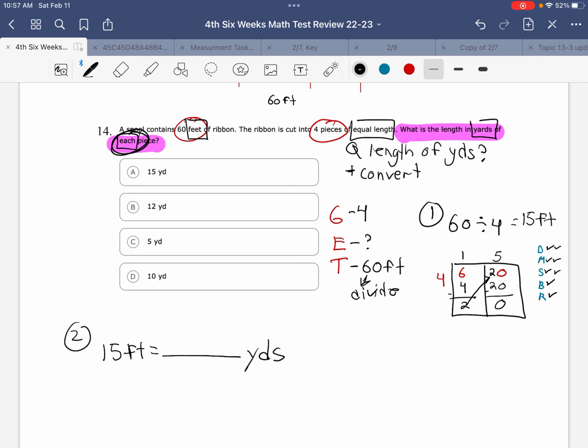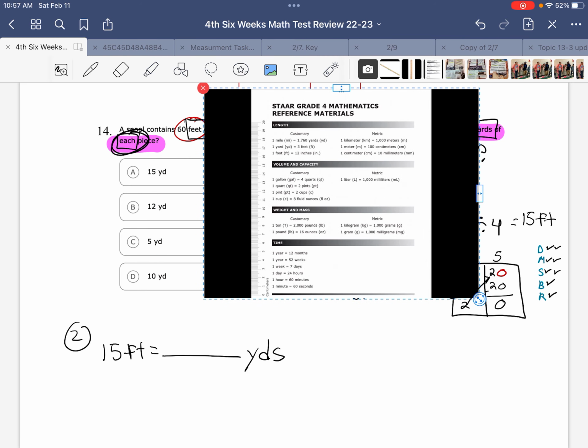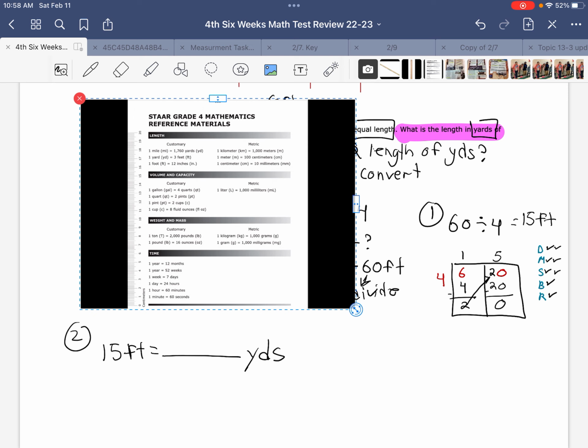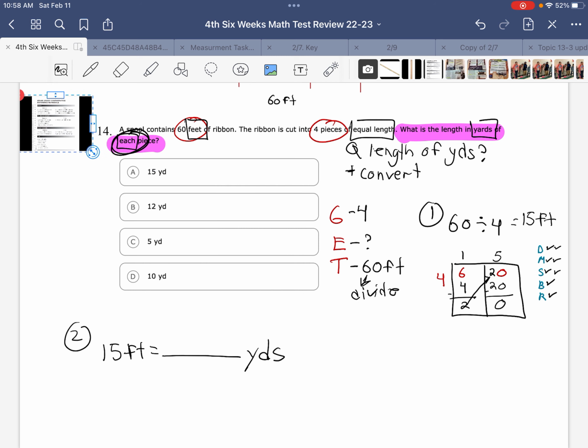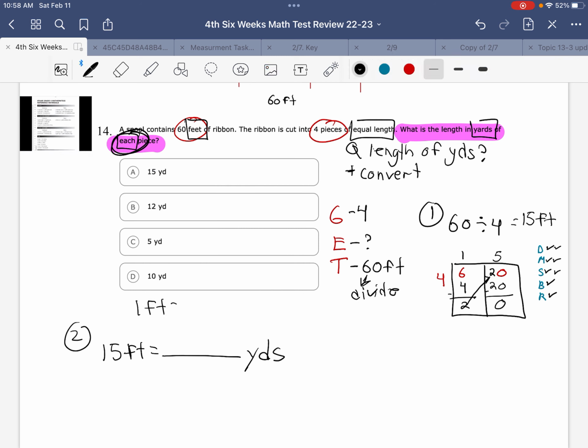Okay. So again, I'm going to pull out my formula sheet. You will have this on the test. So from feet to yards, it's going to be 1 yard equals 3 feet. I'm getting it from here. Okay. So I'm going to make this a little bit smaller, put it on the side. So I'm going to write my formula. 1 foot equals, wait. My bad. 1 yard equals 3 feet.